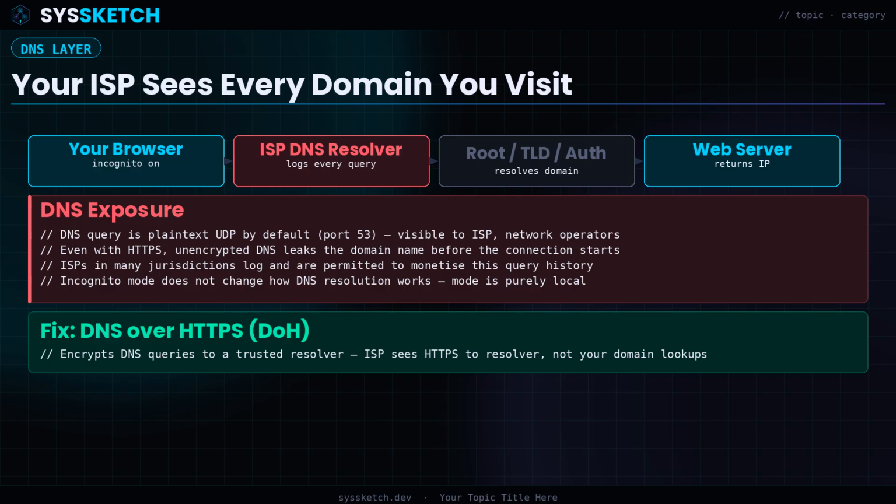When the request reaches the web server, it receives your IP address. Your IP address is not a secret. It is a routing requirement. The server cannot send data back to you without it.